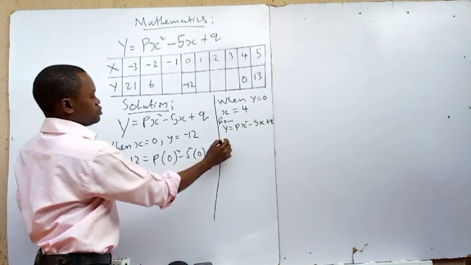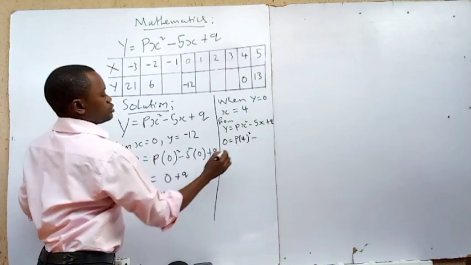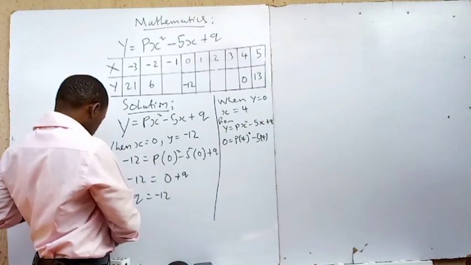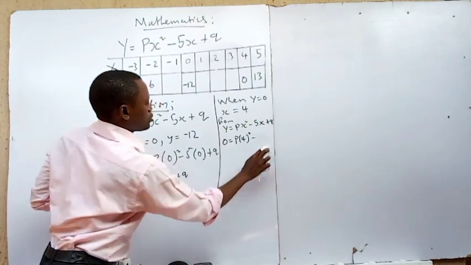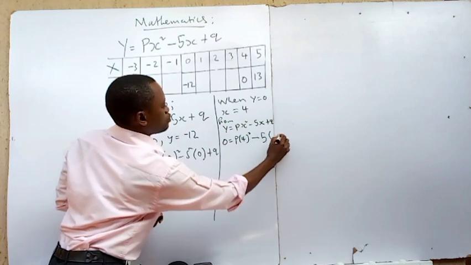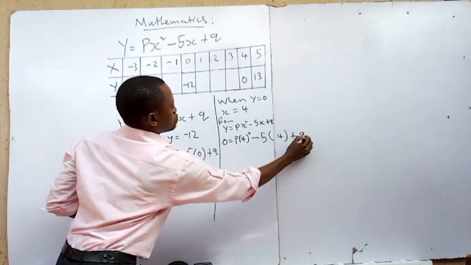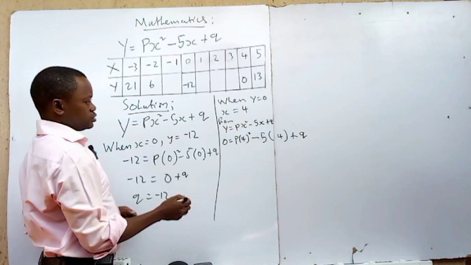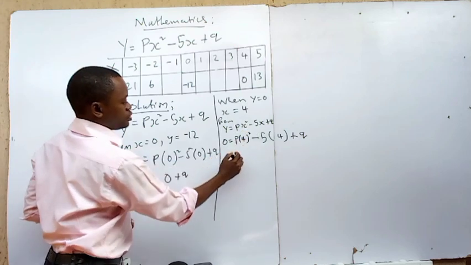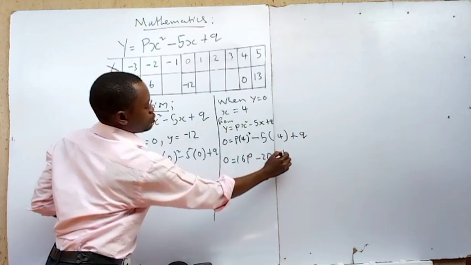So you realize that 0 is equals to p in bracket 4 squared minus 5 in bracket 4, then plus q. So we can work on it. 4 squared is 16. So I have here 0 is equals to 16p minus 20, then plus q.